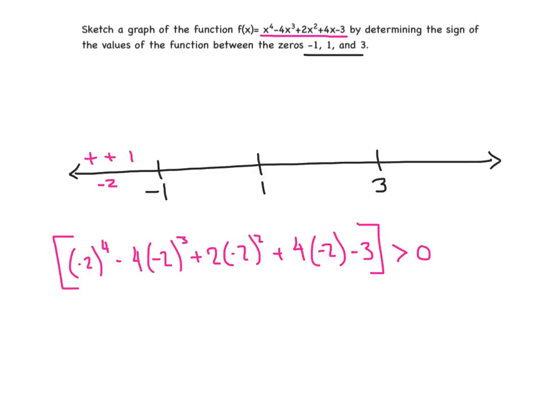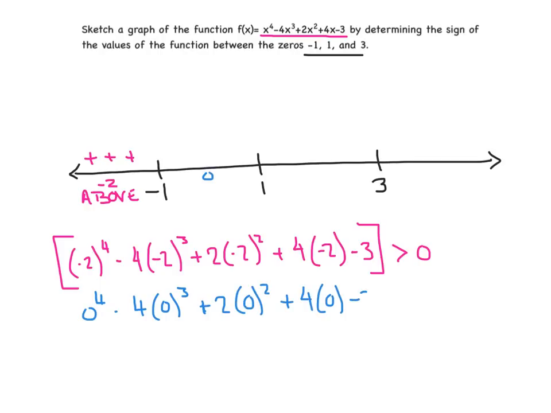We're going to put a series of plus signs, and we'll make a note to ourselves that f of x is above the x-axis from -infinity to -1. My next test point is going to be 0, best number in the world. 0 to the 4th minus 4 times 0 cubed plus 2 times 0 squared plus 4 times 0 minus 3. And that gave me -3 as a final answer, which is less than 0. So we got a series of negative signs, and the graph lies below the x-axis.